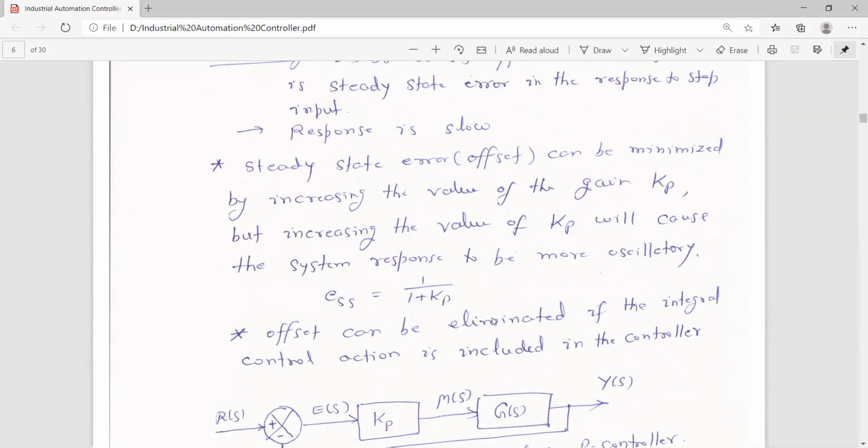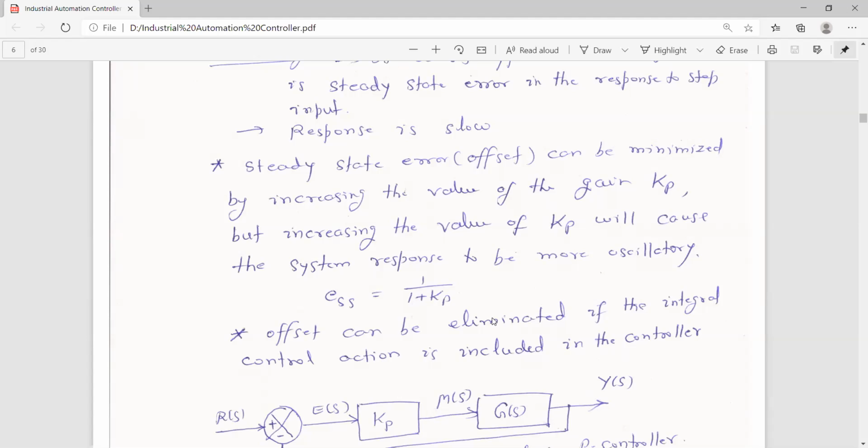Now, when we increase the value of Kp, our expectation is, can we increase Kp to a very large extent so that the steady state error, or offset, will become 0? That is not possible here. We can increase the value of Kp up to a certain level. If we increase the value of Kp beyond that, then the system will become unstable. So that means the offset, that is the steady state error, cannot be fully eliminated only by using the proportional controller.